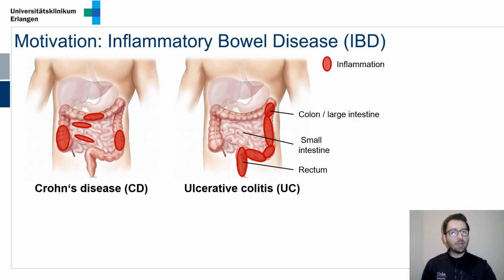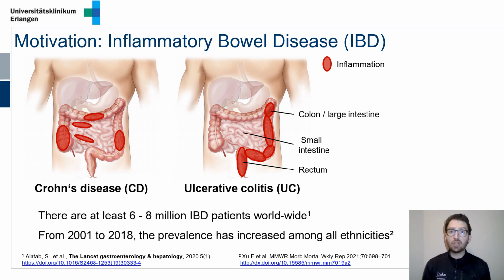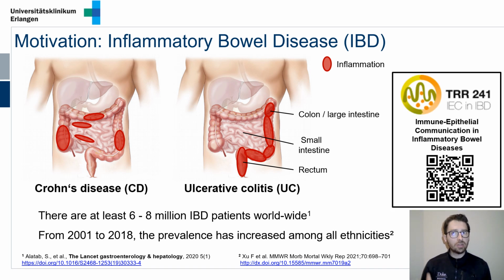Now, one great example of where inflammation is relevant are inflammatory bowel diseases. And in these groups of diseases, as the name suggests, there is a chronic inflammation of the bowel tissue. And there are many million patients worldwide with increasing prevalences among all ethnicity groups. If you want to know more about the current stage of IBD research, there is a good website I can recommend here.